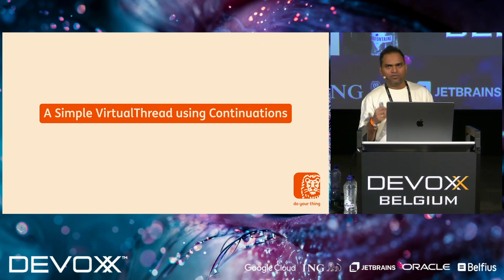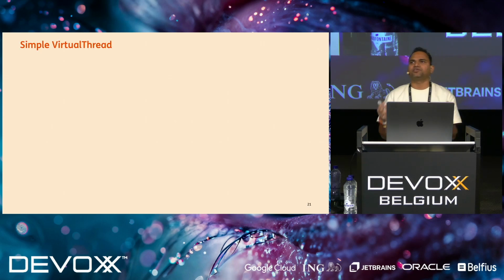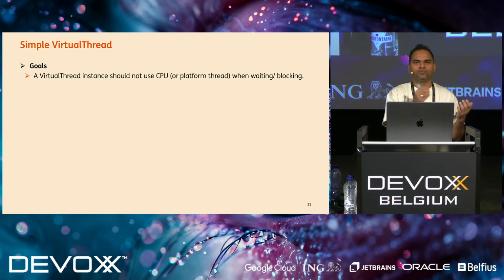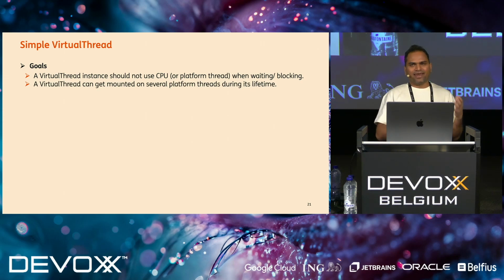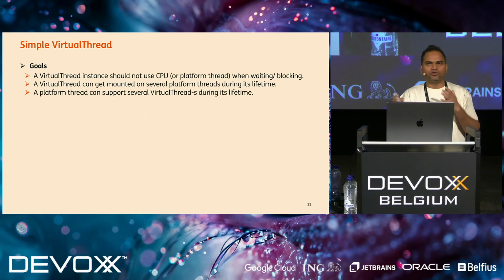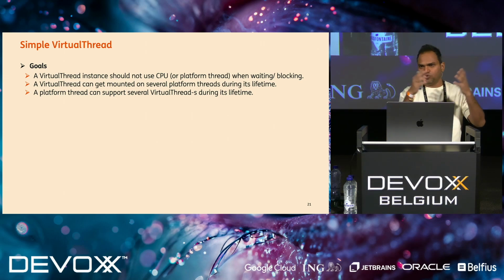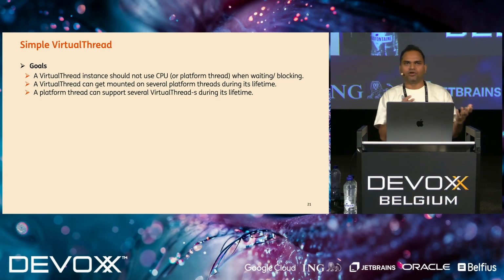Okay, so our simple version of virtual thread needs to have certain characteristics in order for us to call it a virtual thread. We call them the goals of our implementation. So what are the goals? A virtual thread instance should not use CPU or a platform thread when it is waiting or blocked. Also, a virtual thread can get mounted on several platform threads during its lifetime, and a platform thread can support several virtual threads during its lifetime. So that many-to-many relationship between virtual threads and platform threads should be evident from our implementation. Now, these look like pretty reasonable expectations from a virtual thread, right? So let's see how we can implement this.